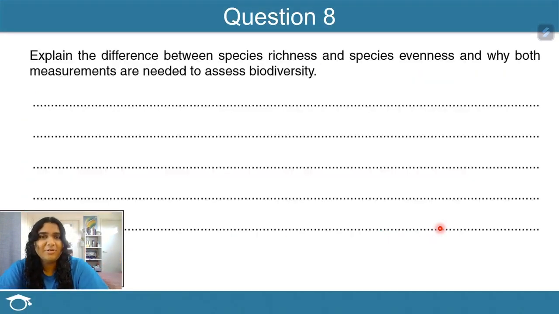Okay, now we're at question 8. Your job is to explain the difference between species richness and species evenness and why both measurements are needed to assess biodiversity. Okay, so pause the question. Let's say that this one is worth 3 marks, actually. I'll just write on here. 3 marks.